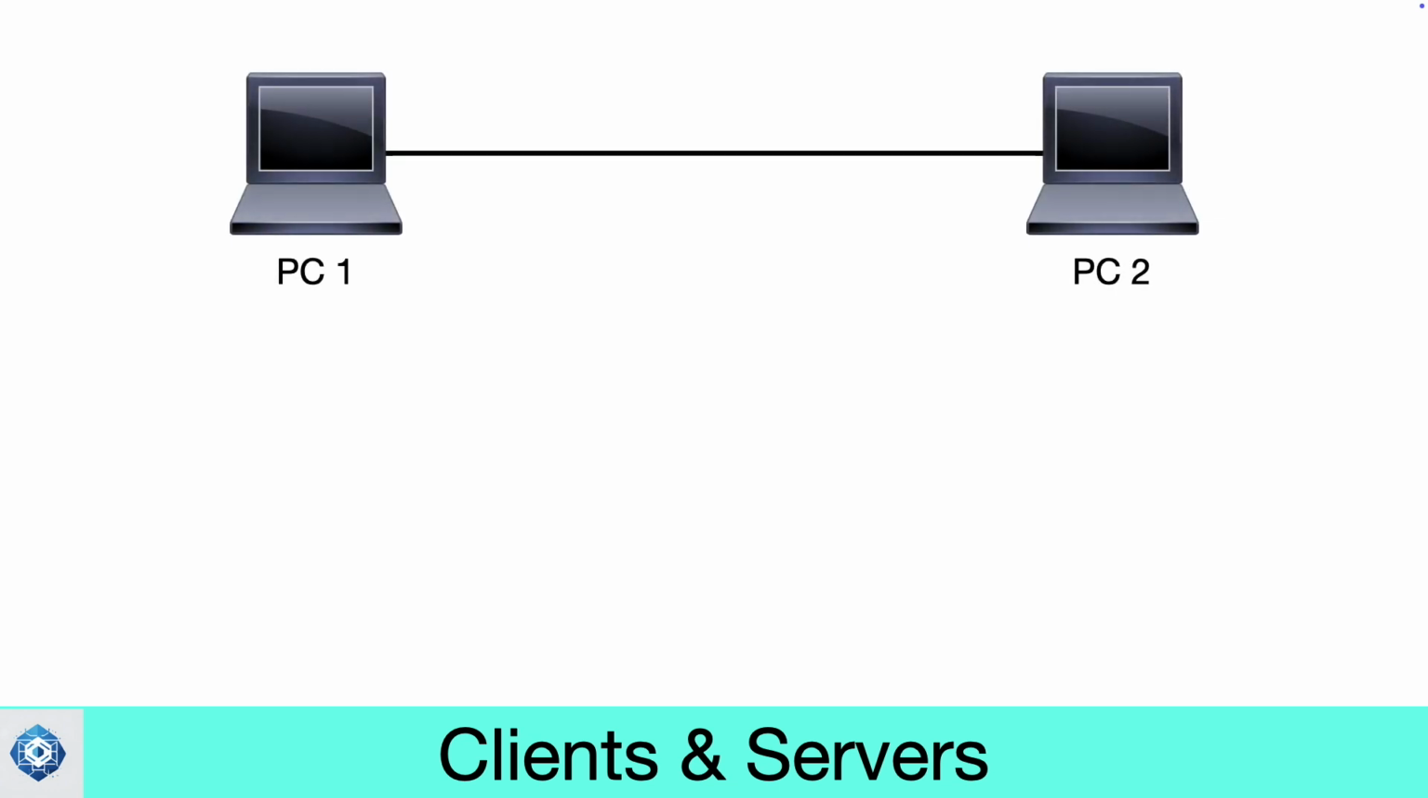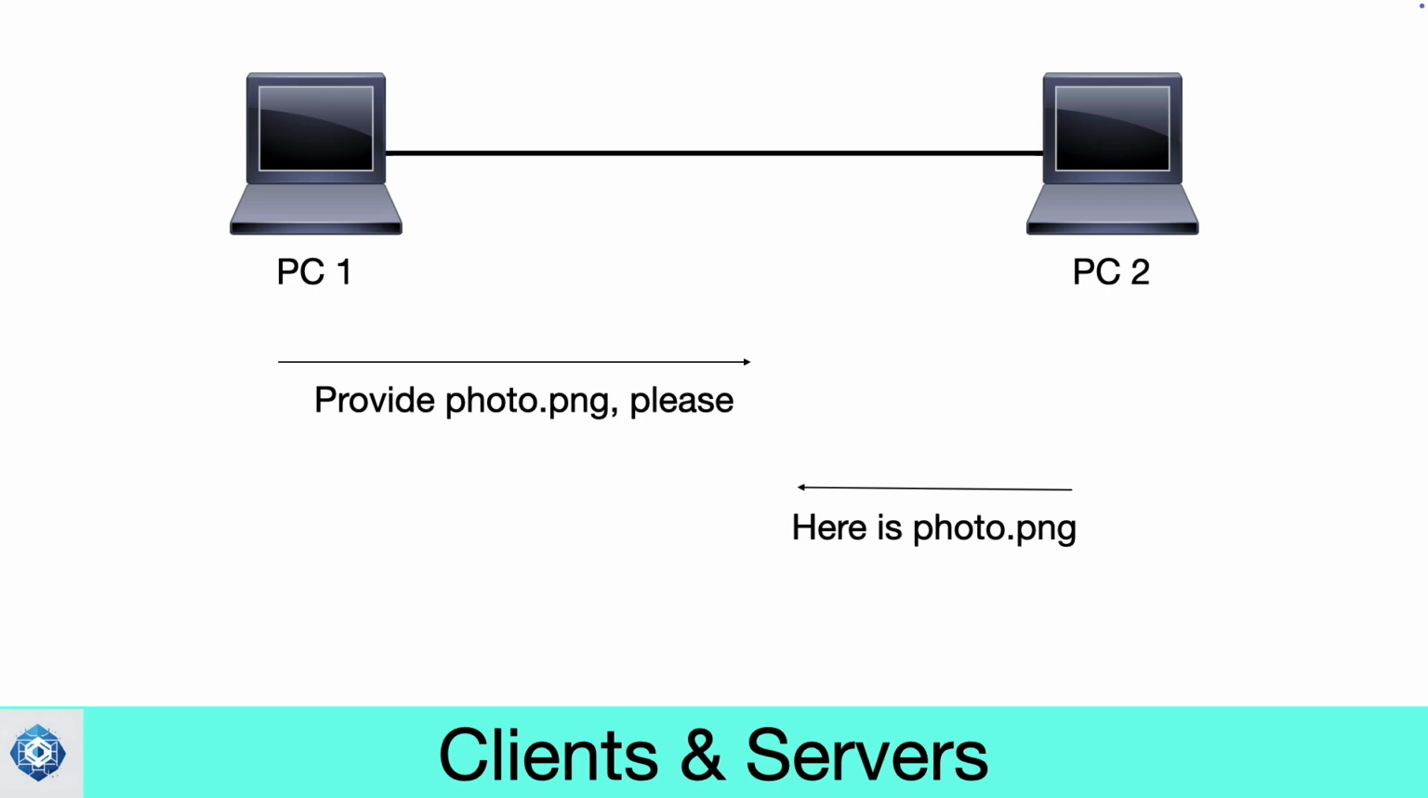So again, here is our simple network, PC1 and PC2, connected by that cable. Now, PC1 makes a request that says, please provide photo.png. PC2 responds and says, here is photo.png. Now, PC1 has that photo.